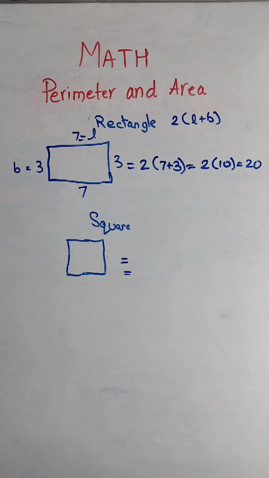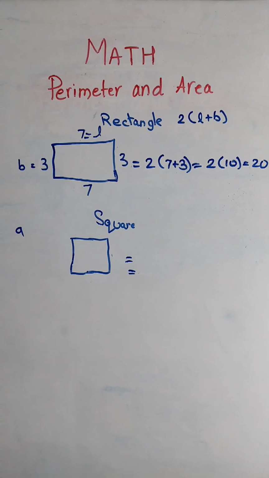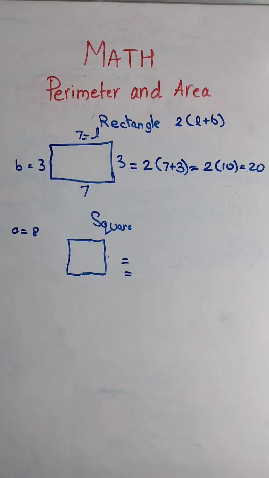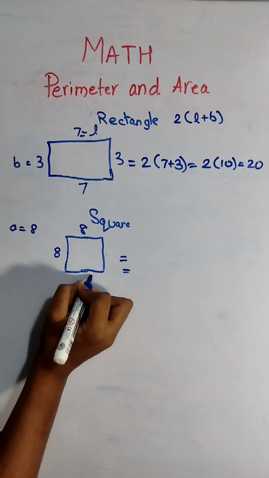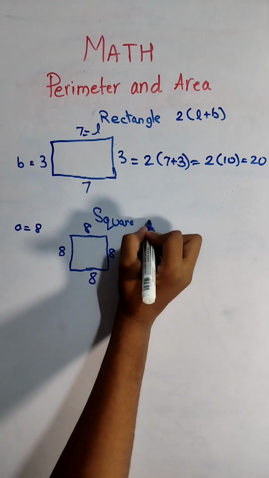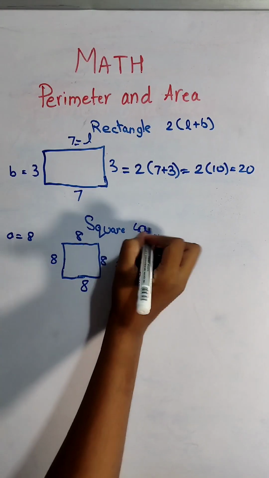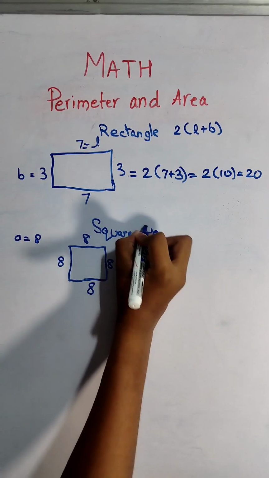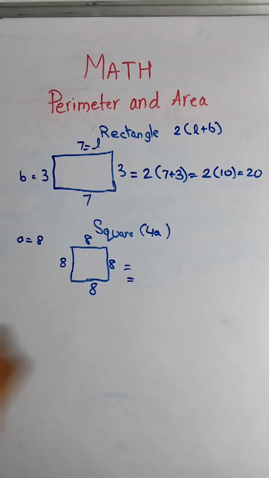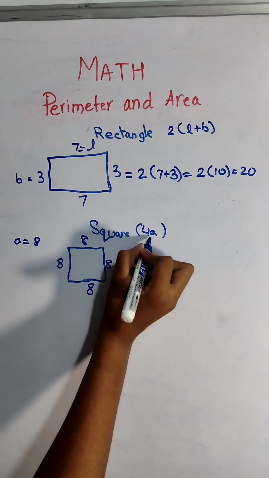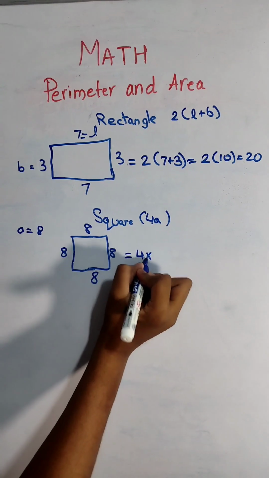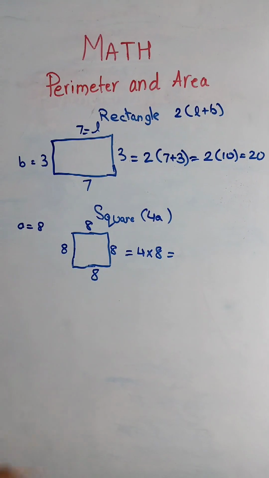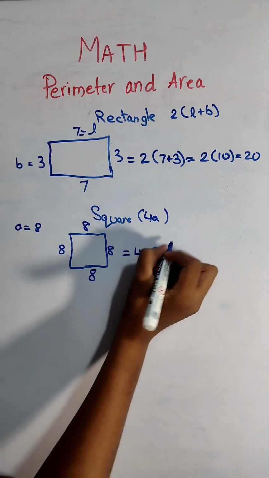Now let's move over to a square. We've taken the side of a square to be A, which we will equate to A equal to 8. So if A is equal to 8, all the sides are equal to 8. Now if you remember, we've taken the square's formula to be 4A. So as A is equal to 8, we can write this as 4 into 8, which is way easier than 2 into L plus B, but it's also a formula which we've taken up. 4A is equal to 4 into 8, which is equal to 32.